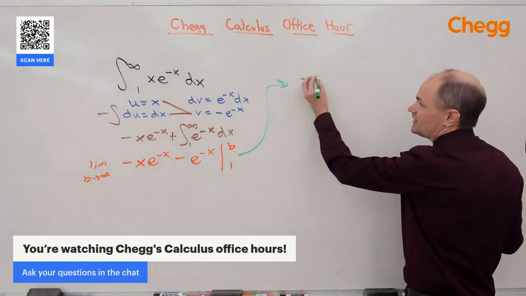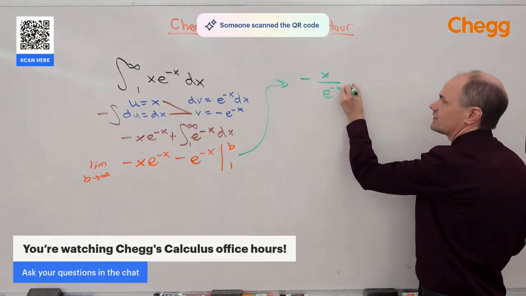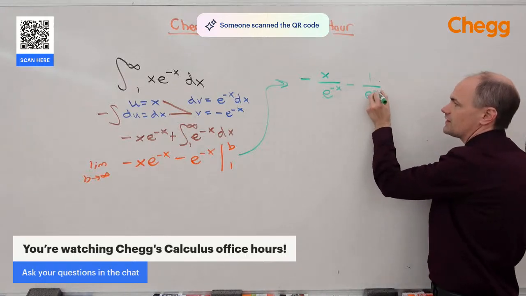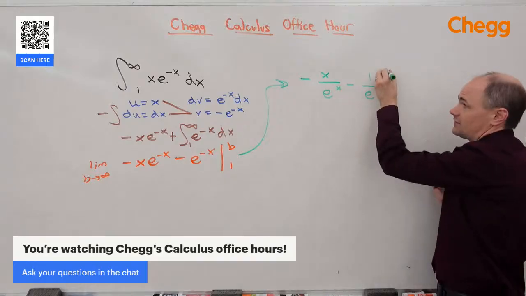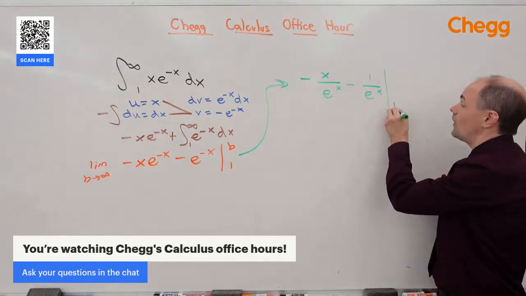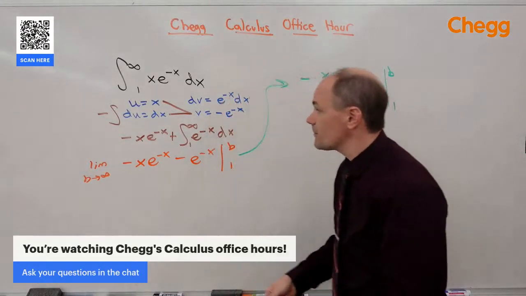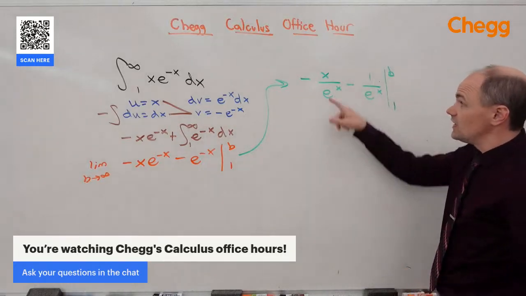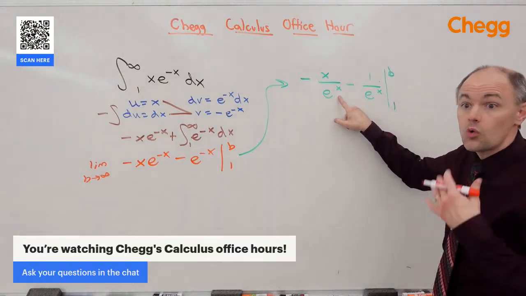So I've got negative x over e to the negative x minus 1 over e to the negative x. Oops, not negative anymore. Moving it down makes it a positive exponent. That's the whole reason we did that. And we're going to integrate from 1 to b. Well, when we plug b in, remember b is going to approach infinity. If we put infinity in here, we get infinity over e to the infinity, which is infinity.